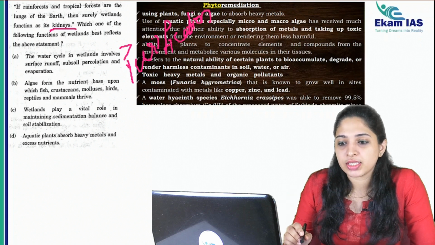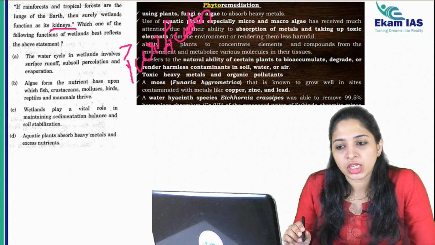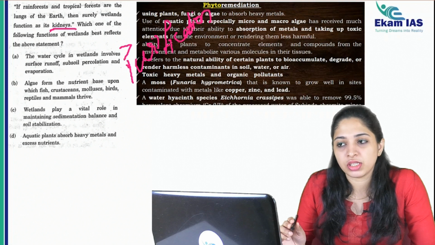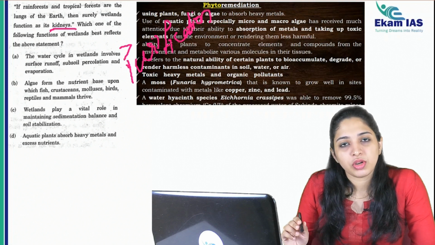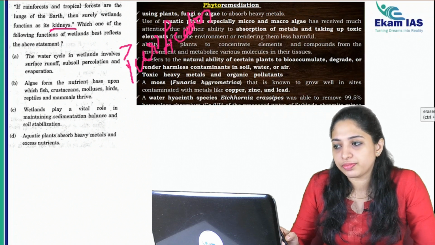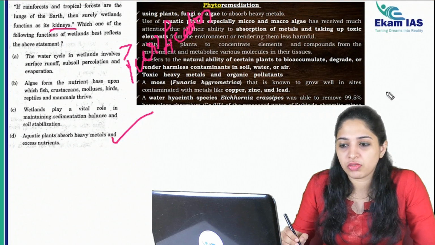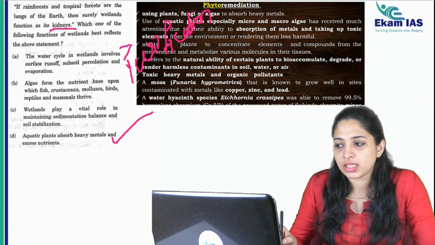And if we analyze this option, we can see that the aquatic plants absorb heavy metals and excess nutrients. It is what is known as phytoremediation, and it's a form of purification. Therefore, the answer is D. And we have asked a question in our prelims test series about phytoremediation.